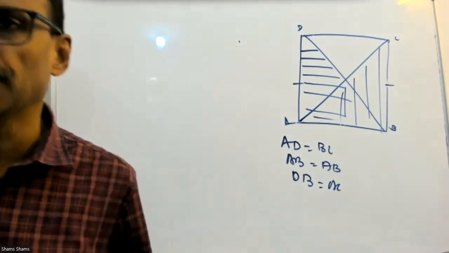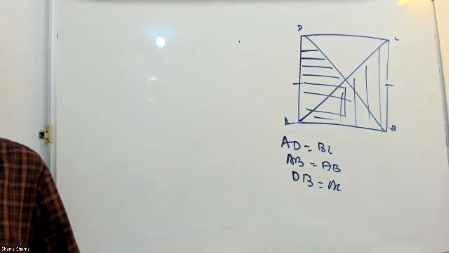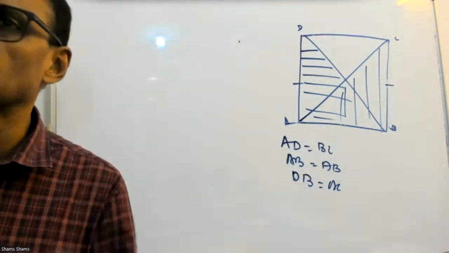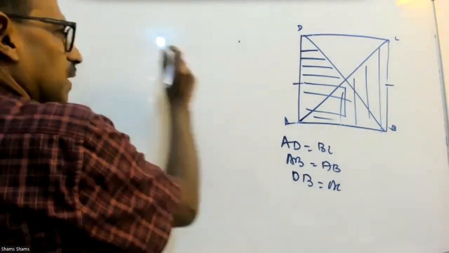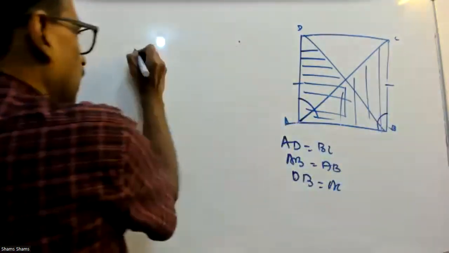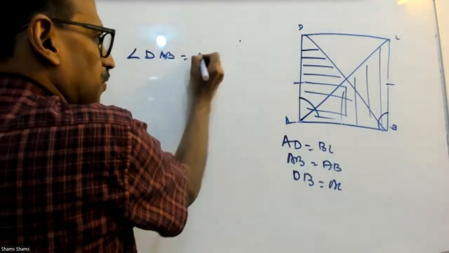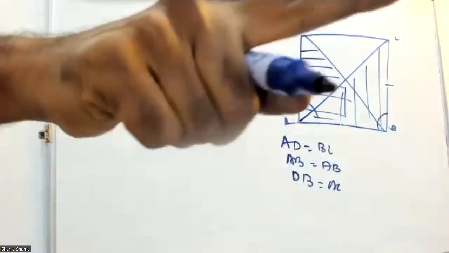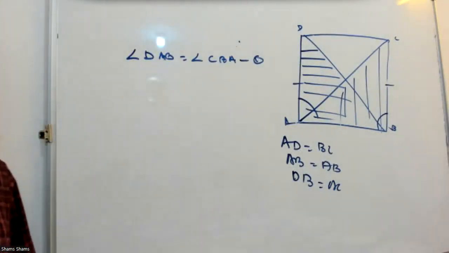If the triangles are congruent, then what happens? Angles are equal. That means CPCT, corresponding parts of the congruent triangles. So angle DAB equals angle CBA, right? Now my question, you answer it. DA is parallel to BC. Therefore, angle DAB plus angle CBA, how much? 180 degrees. What is the reason?